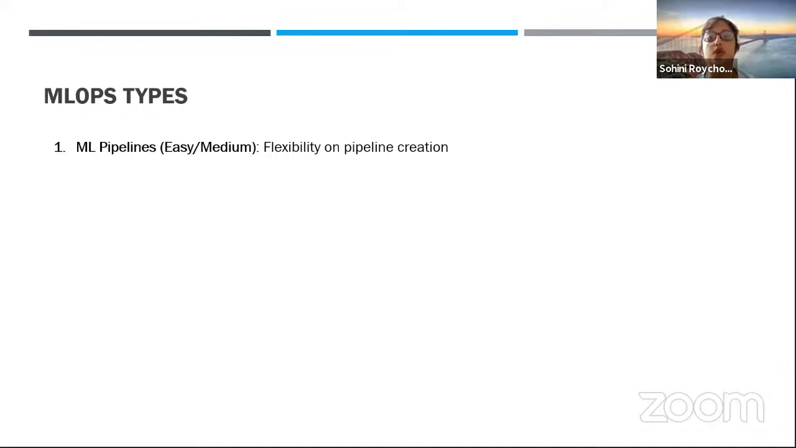First of all, you can talk about the MLOps pipelines, and this can be somewhere between easy to medium in difficulty level. And here you actually have flexibility on pipeline creation. That means you can have flexibility on what kind of resources you want to use. Do you want to use infrastructure as code such as Terraform or not?